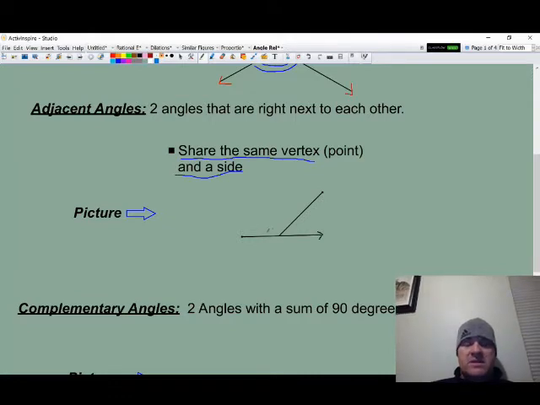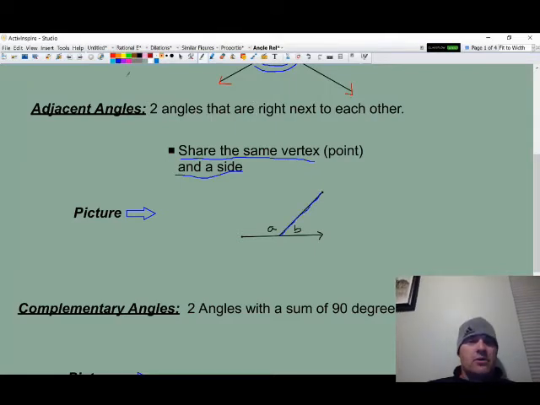And what I've done is I've created two angles. I've got this angle right here, and we'll call this angle A, and this one is angle B right here. The reason these are adjacent is because they share a side. So here's the side that they share. They share this side right there.